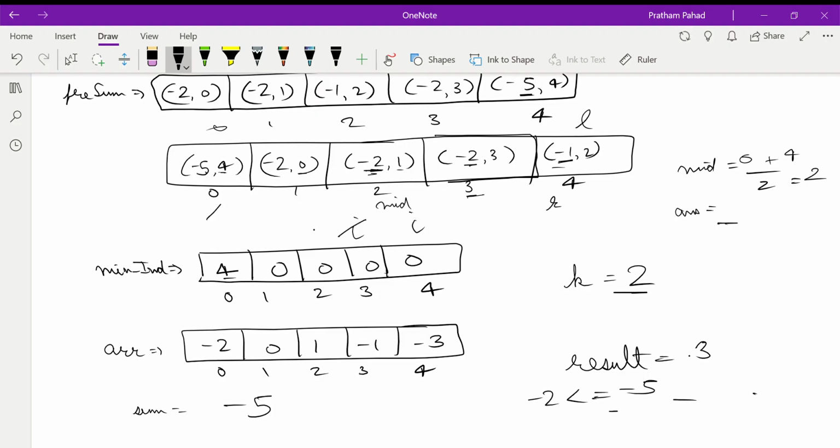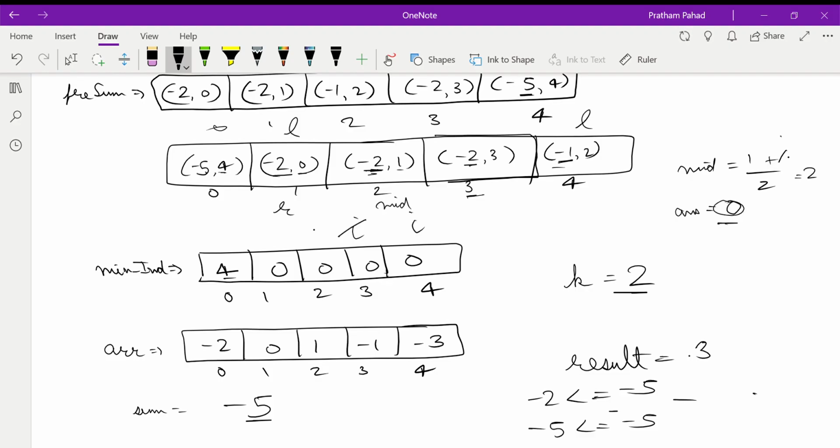So what we'll do? Right equals mid minus 1. Again do 0 plus 1 by 2, which is 0. Check if your value is less than or equal to your sum or not. Minus 5 is less than or equal to minus 5. Yes, it is. So answer equals 0 and low equals mid plus 1. Again check 1 plus 1 by 2, which will come 2. Your current value will be minus 2, which is not less than or equal to your sum. So we'll not update the answer.